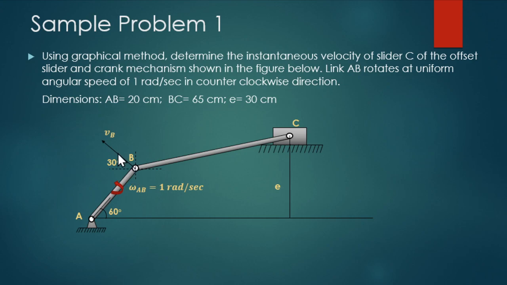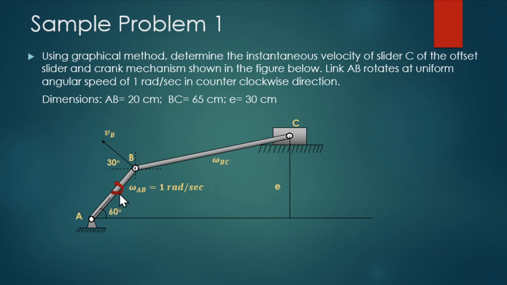So the velocity B here should be perpendicular, its line of action, to the length AB. So it should be perpendicular to this length AB. So we have 60 degrees, so 90 minus 60, so we have 30 degrees. Okay?